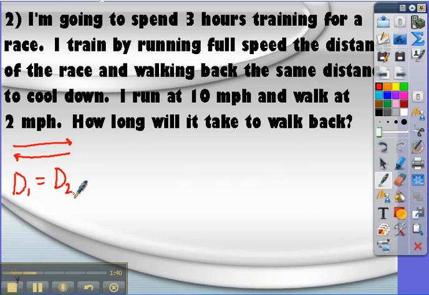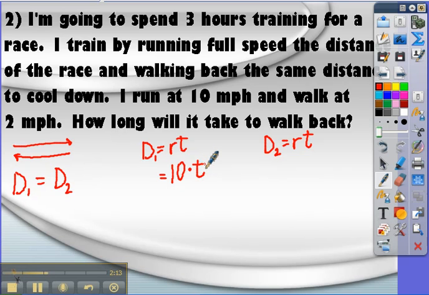So let's set up our two scenarios. Here's my distance 1 equals rate times time, and then I'll have distance 2, which is walking back, rate times time, but perhaps a different rate and time. On the running scenario, my rate was given, I run 10 miles per hour, and the time that it takes me, I don't really know. That's part of what they're asking, how long it takes. I do know I have a total of 3 hours, but not all of that's running, so I'm just going to leave that T for the time that I'm running.